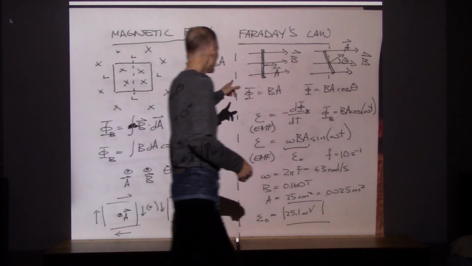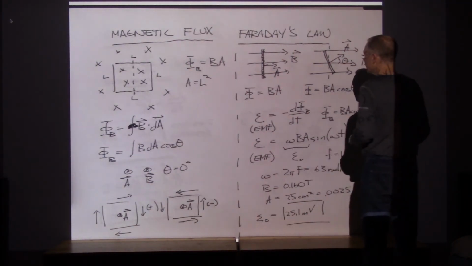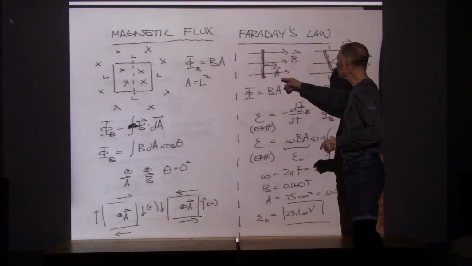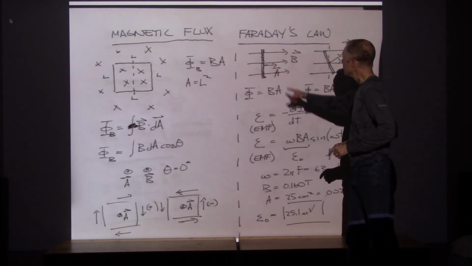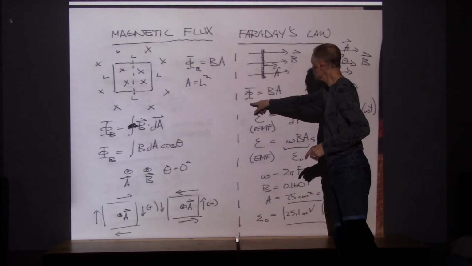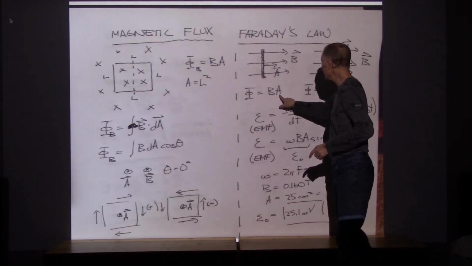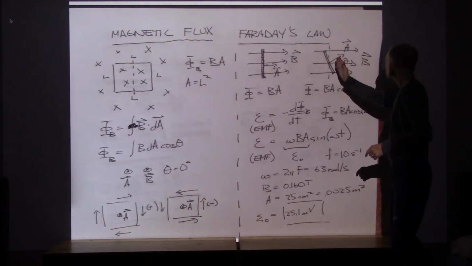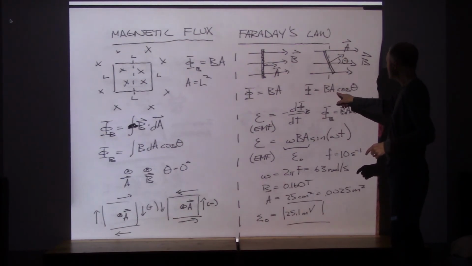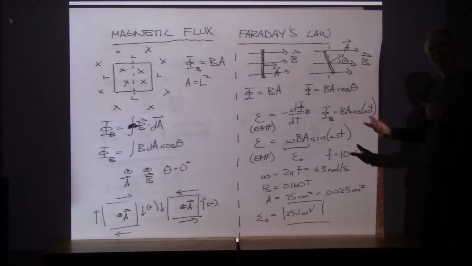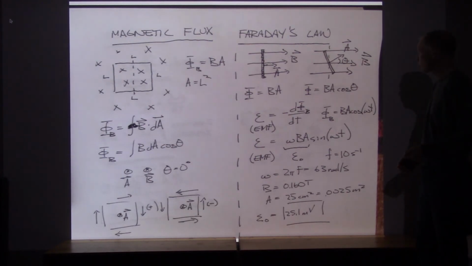So here's a situation that we've got here. Here is the loop. We've determined that when it's oriented like this, the flux is B times A. And when it's tipped this way, it's going to be BA cosine theta. So I've got a couple of different fluxes.